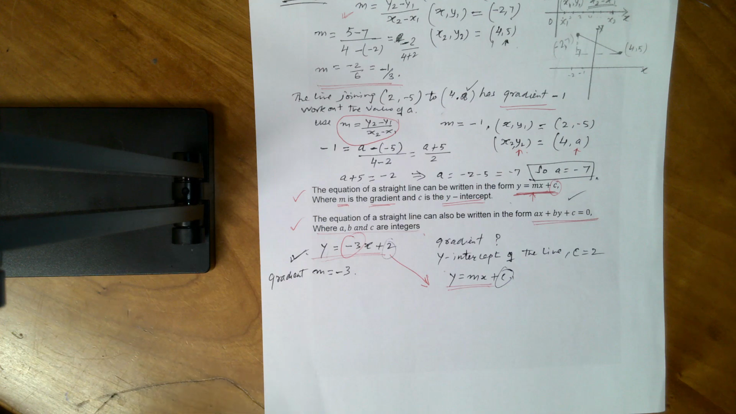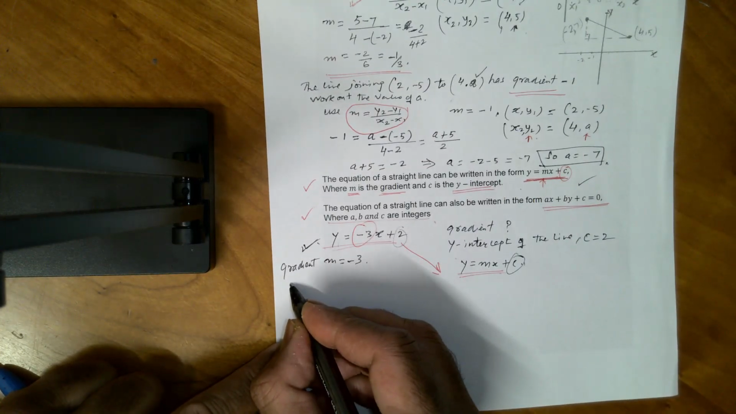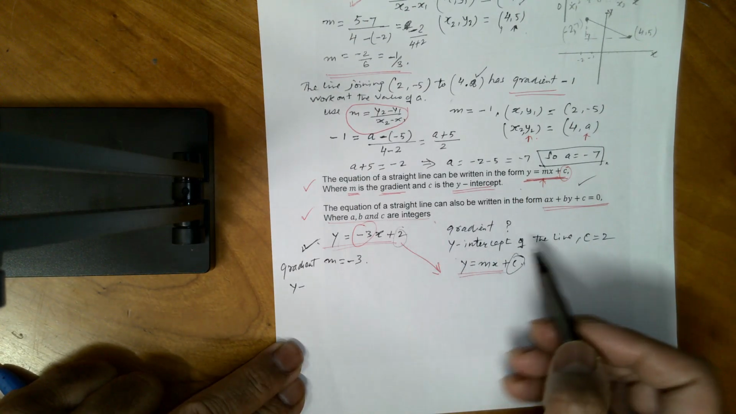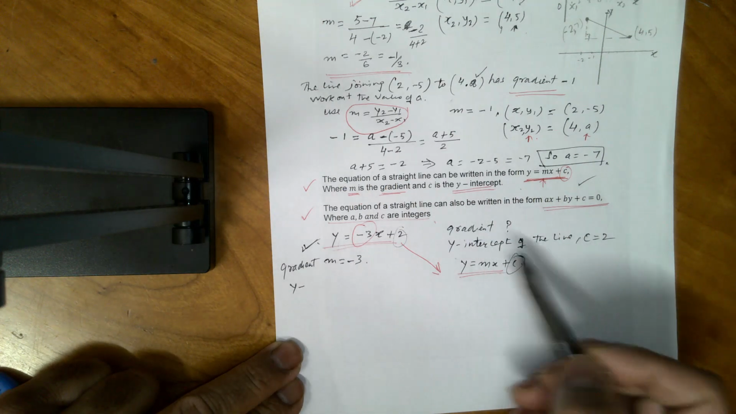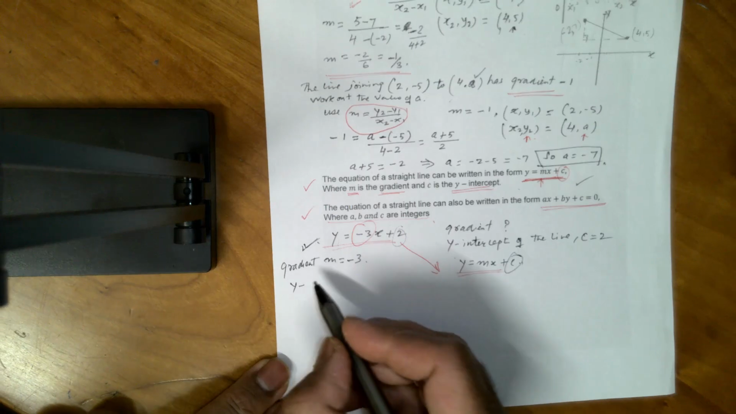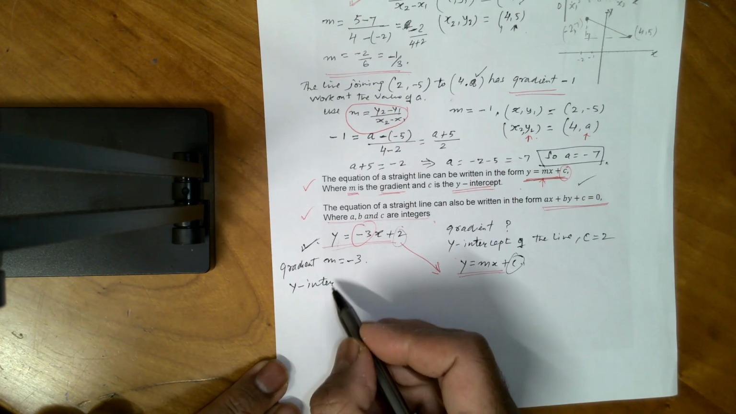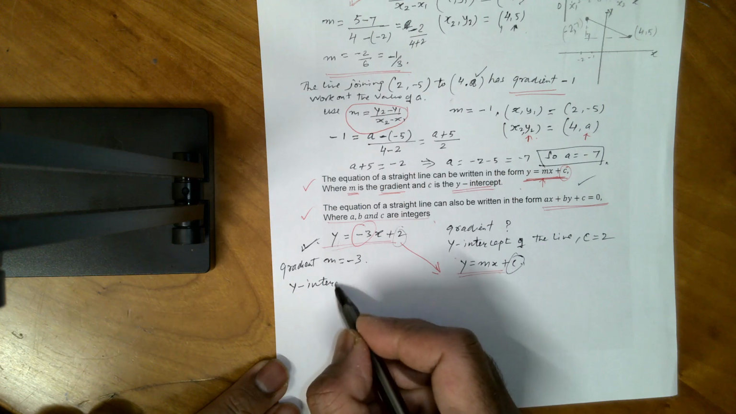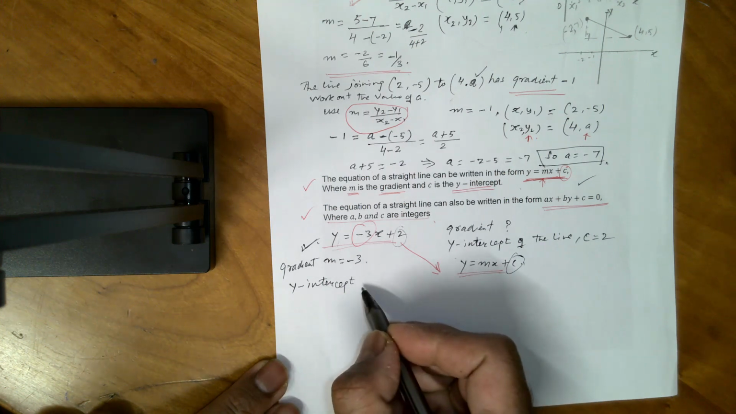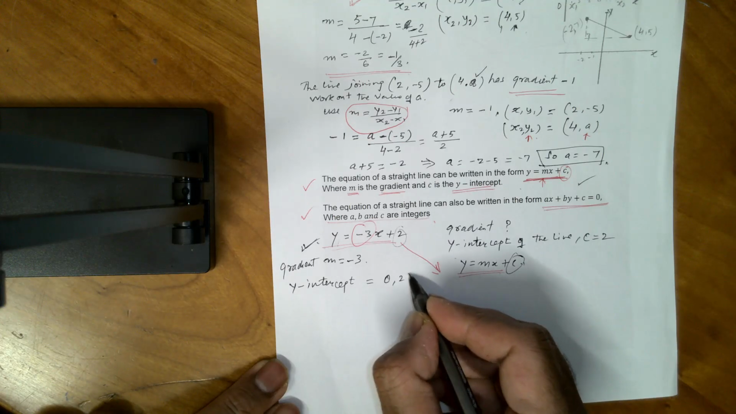However, c is equal to 2, but you need to give the coordinate. Because it says here that you need to find the y-intercept of the line, which means that you need to give a coordinate. So don't just say c equal to 2 and leave that. Please don't do that. The y-intercept coordinate would be equal to 0 and 2.